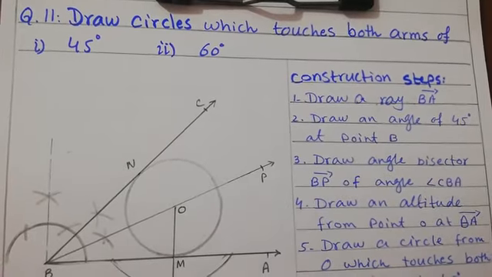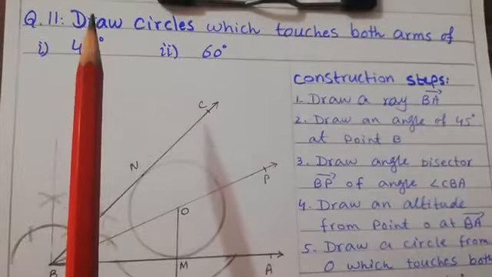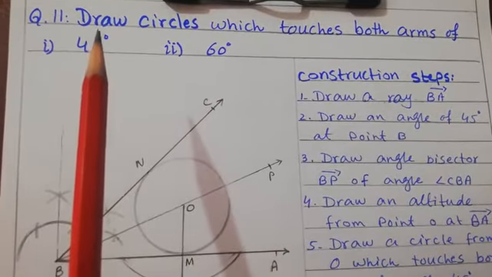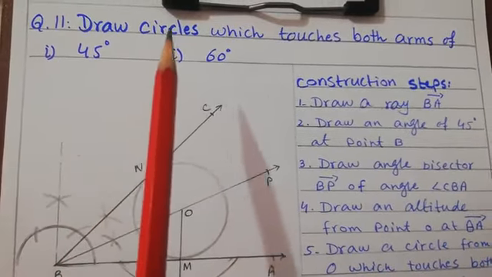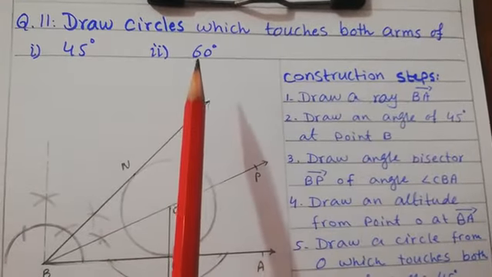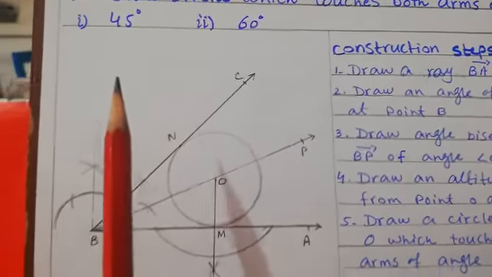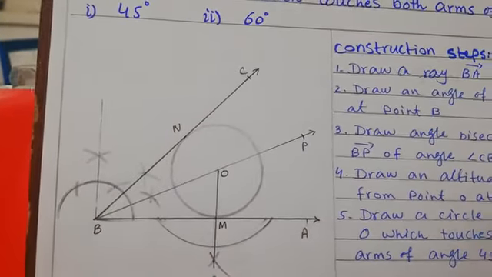Now my dear students, we will move to question number 11. This is the last question of your exercise and also of your chapter. Draw circles which touch both arms of a 45 degree and a 60 degree angle. First of all, we will consider the first part, which is 45 degrees.